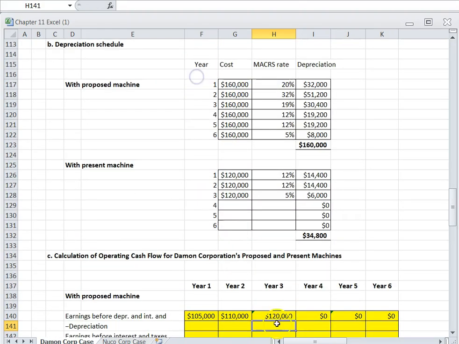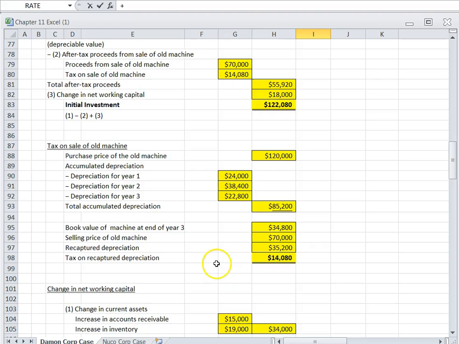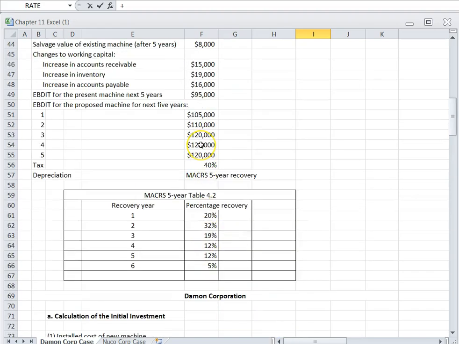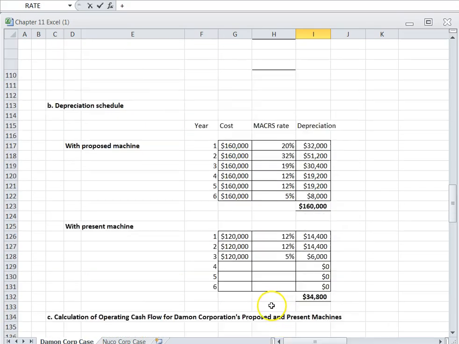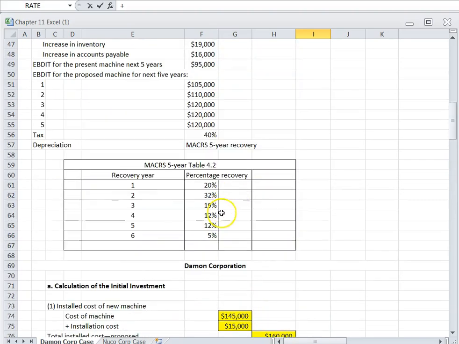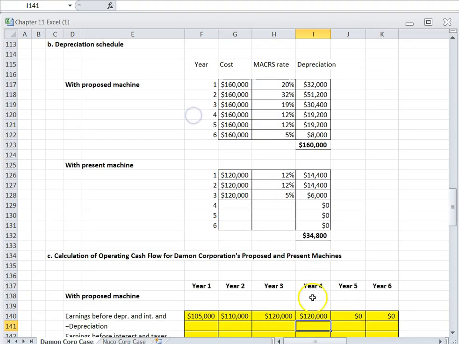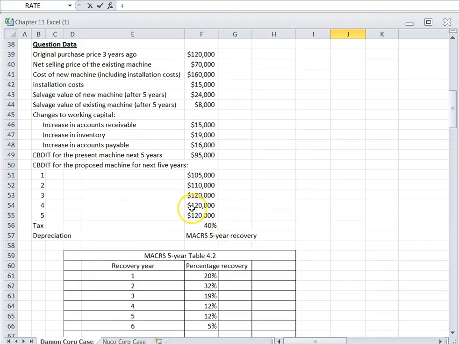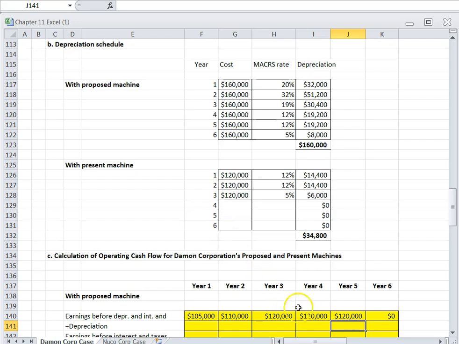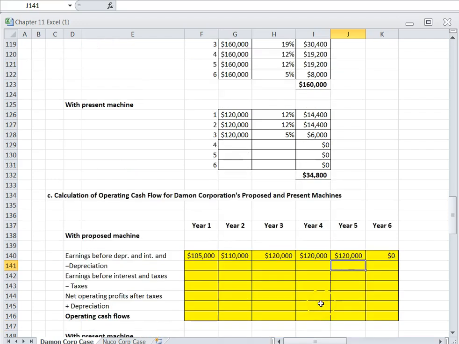All right. So I'm just copying over for each of the years. What was year 4? Year 5. Okay, and year 6 is 0. All right. So this was given to us for the earnings before depreciation, interest in the problem.